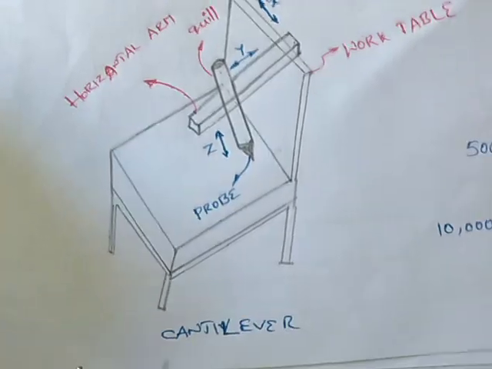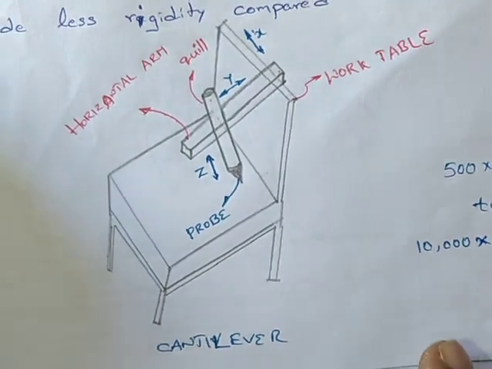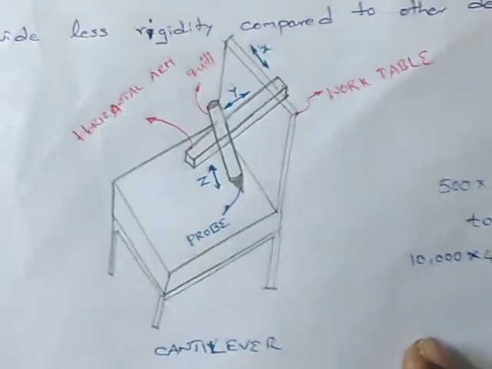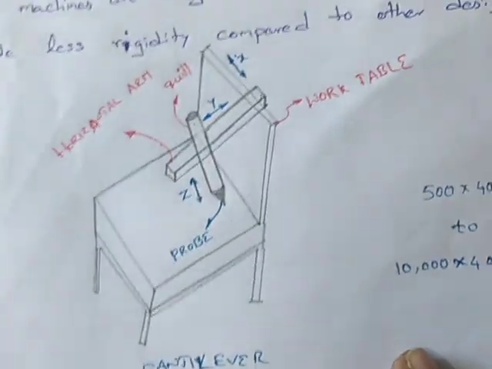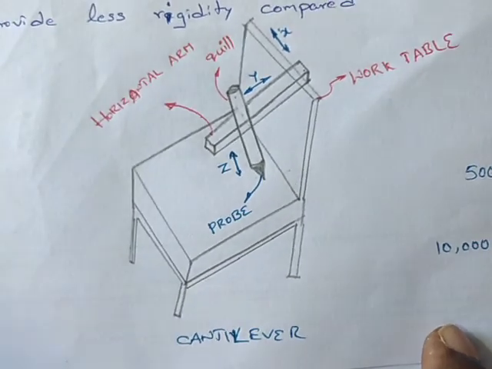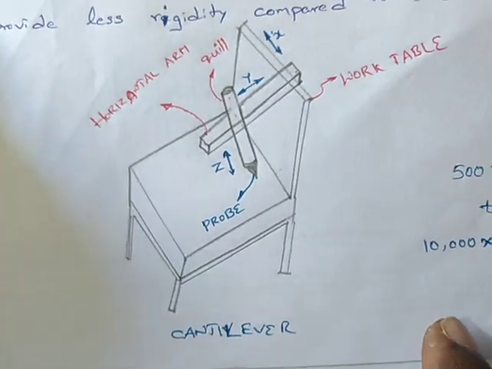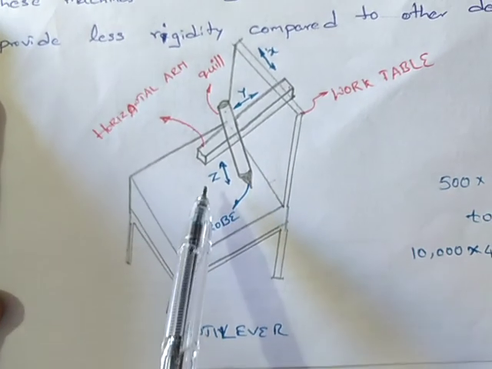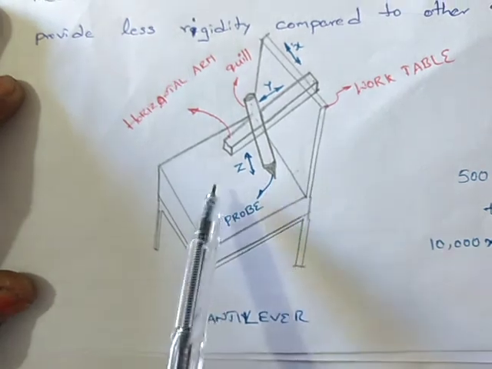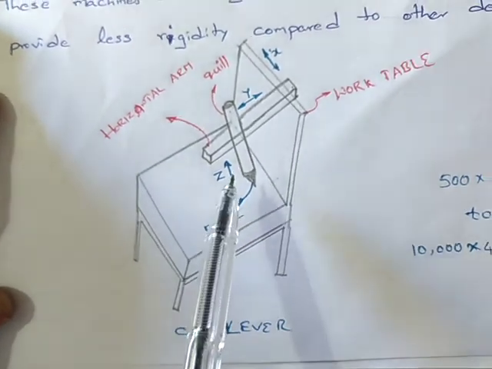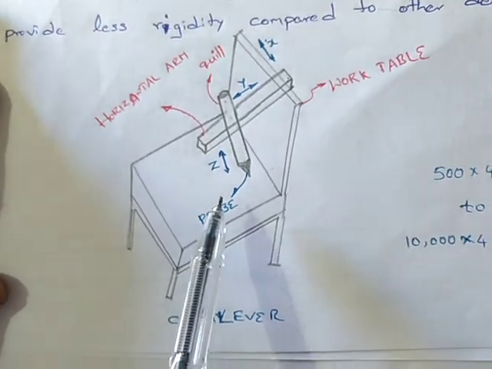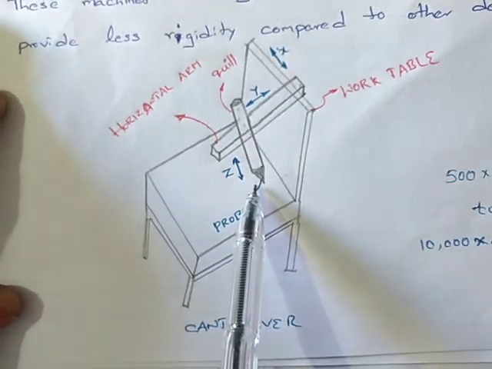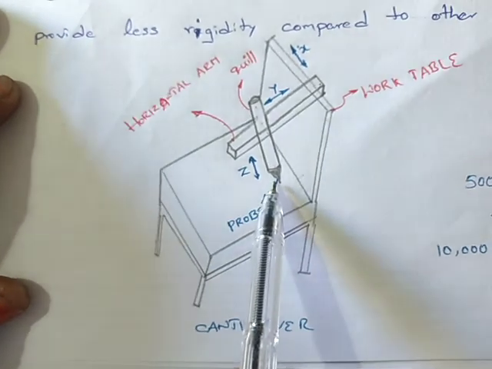Now this is a simple CMM, coordinate measuring machine, which is also called a cantilever type CMM. This CMM contains a platform over which a workpiece is measured. The workpiece can be moved linearly or in a rotary direction. Measurements are taken with the help of sensors or probes which are mounted on independent heads.